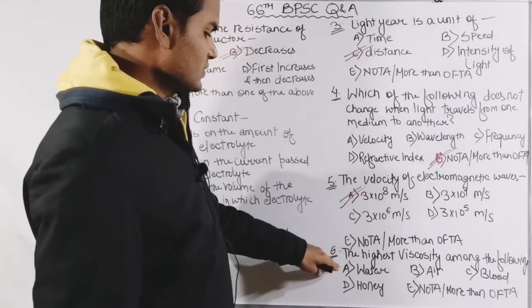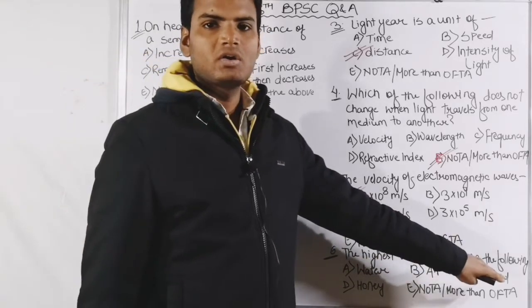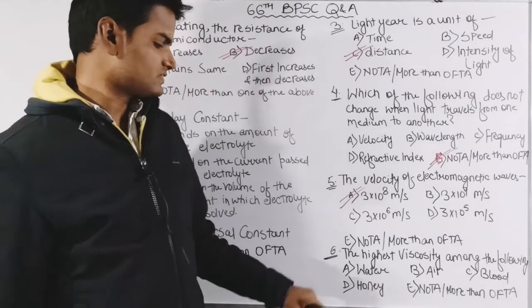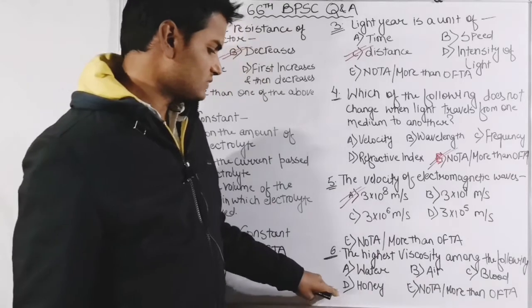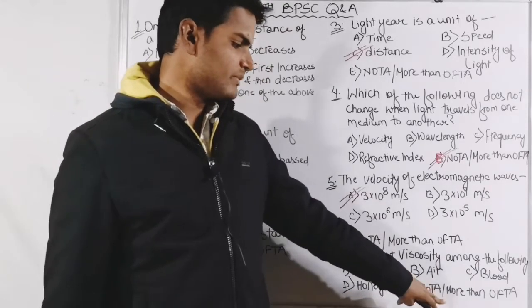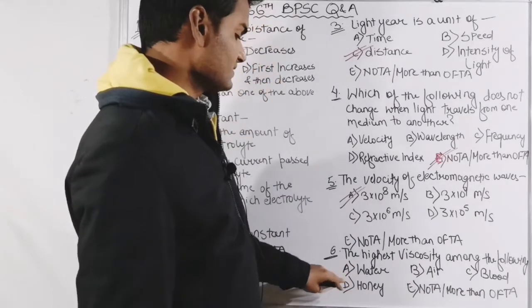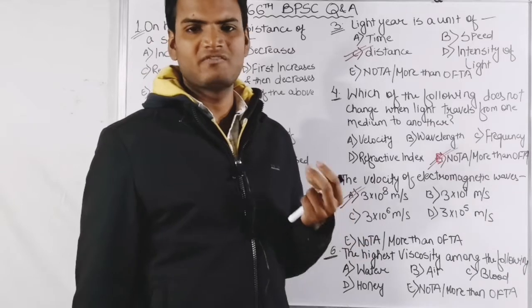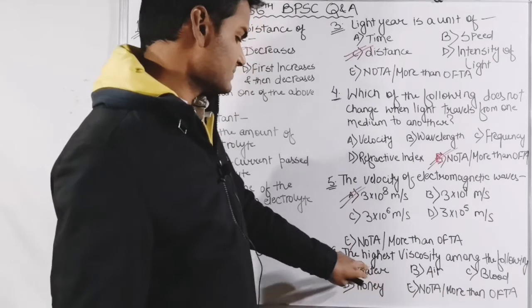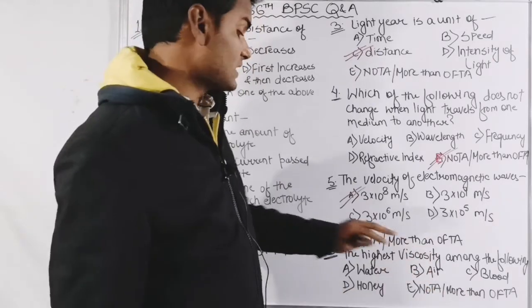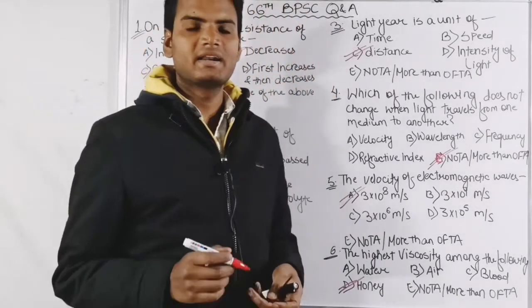And the 6th one that was asked in that examination was, the highest viscosity among the following. Which of these options has the highest viscosity? First one is water, second one is air, third one is blood, fourth one is honey, and fifth one is none of the above or, as usual, more than one of the above. So we know the viscosity of water and air is very less. Blood is slightly viscous, but it's asking the highest viscosity. So the highest viscosity will be honey. Option D will be the correct answer.